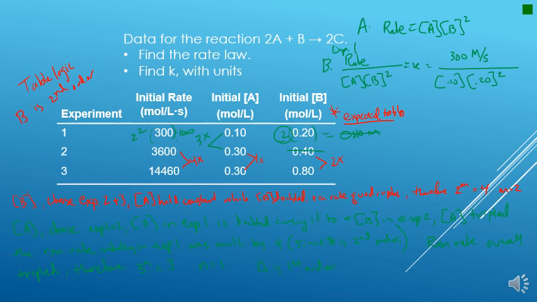Okay, so I take 300 divided by 0.1 divided by 0.2 squared, and we end up with your K value equaling approximately 75,000. I have an overall order 1 plus 2, so that would be 3. 1 for the rate molarity minus 3. I would have, once again, M to the minus 2, s to the minus 1.